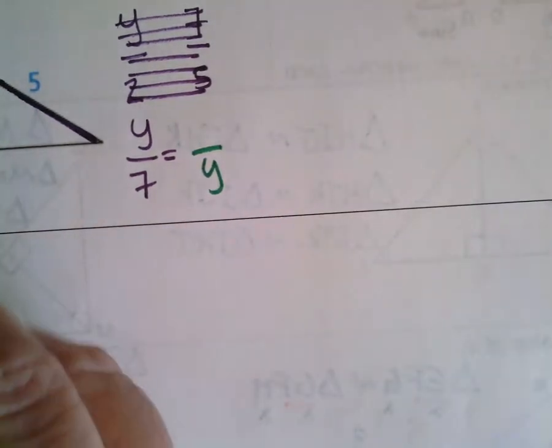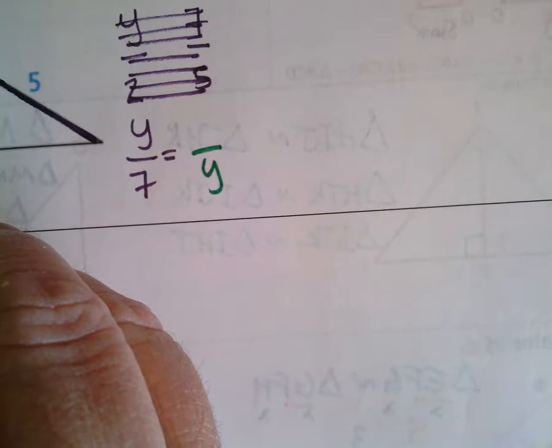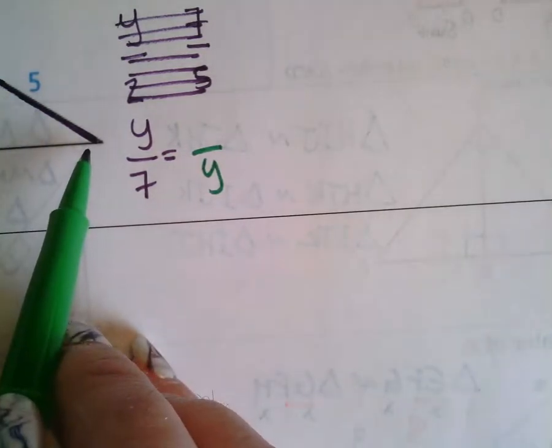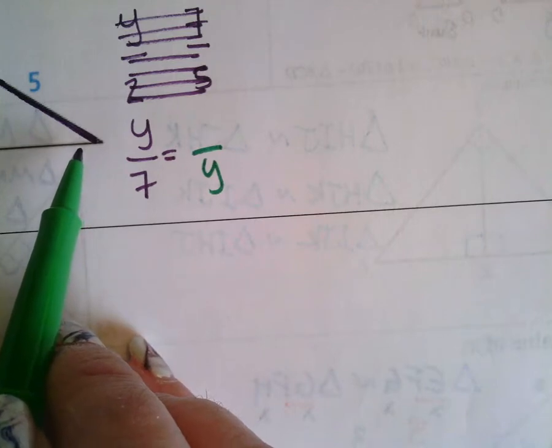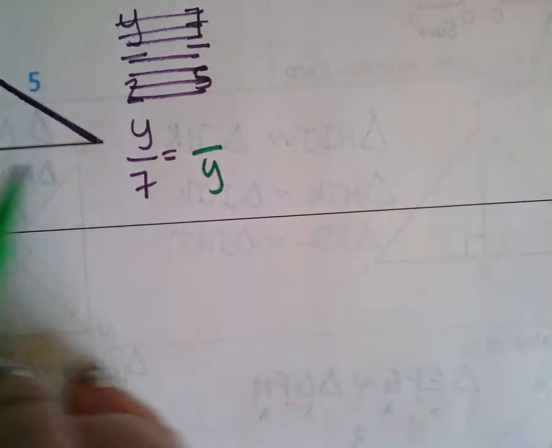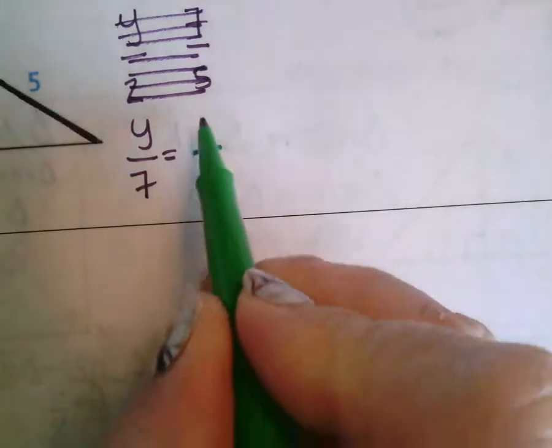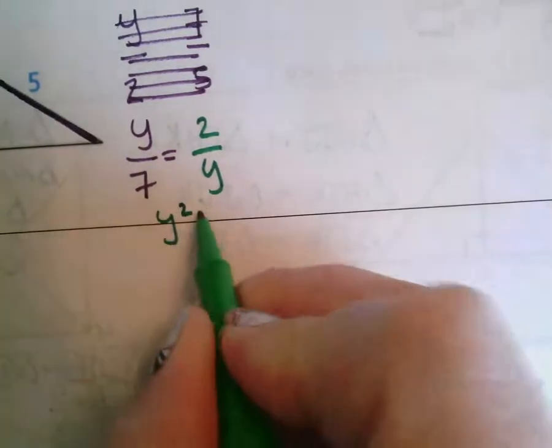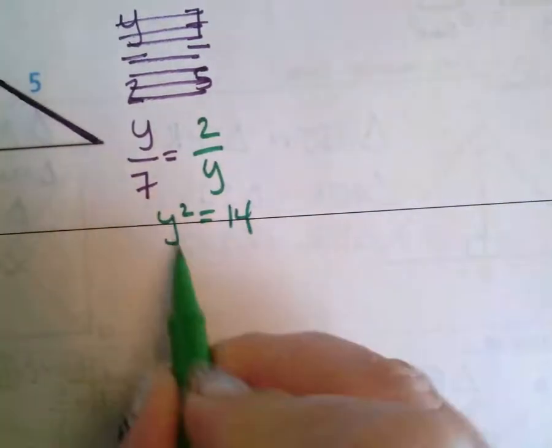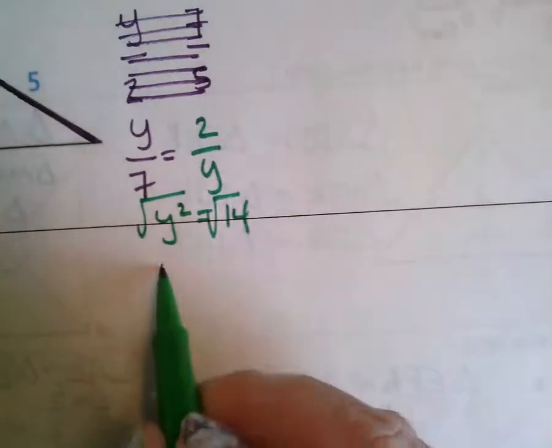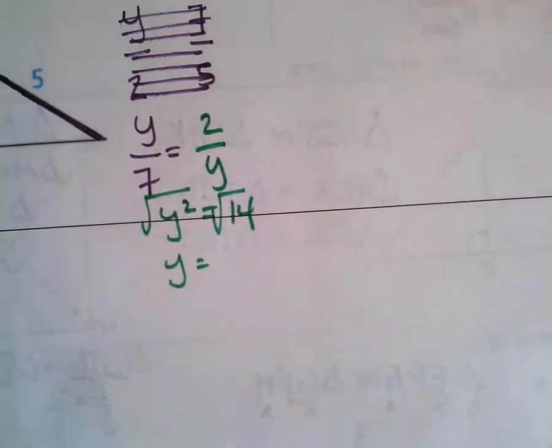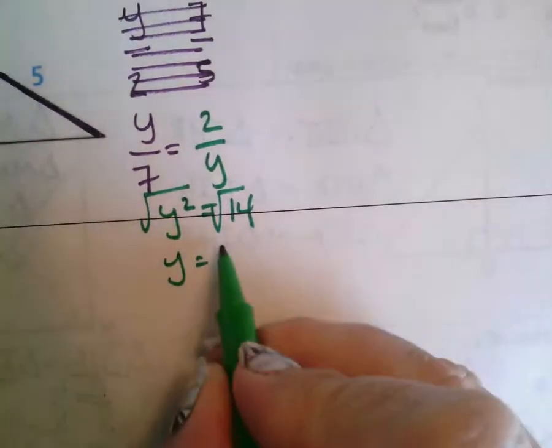All right, so y over 2. That's for the small triangle. 7 for the long triangle. 7 over y. Yeah, it is one of those. Which is different than when I originally did it, so that's why I'm confused. So take the square root of 14, and y is going to equal 3.74.